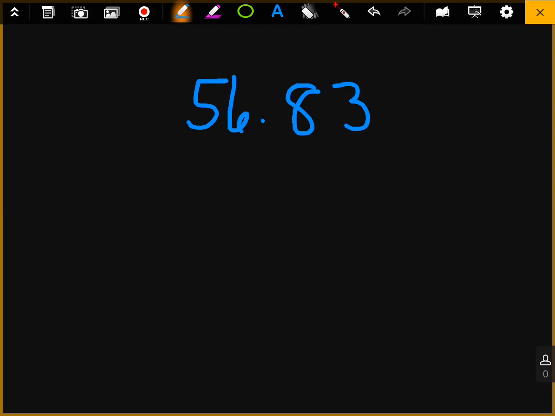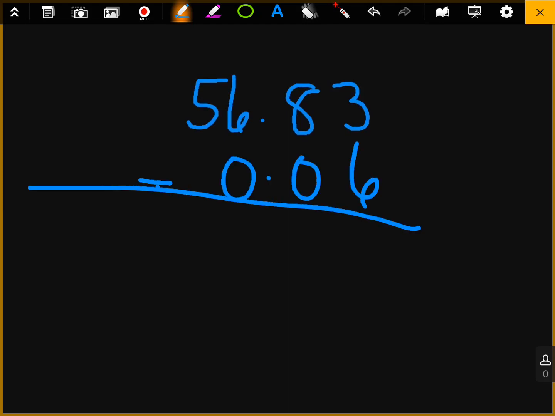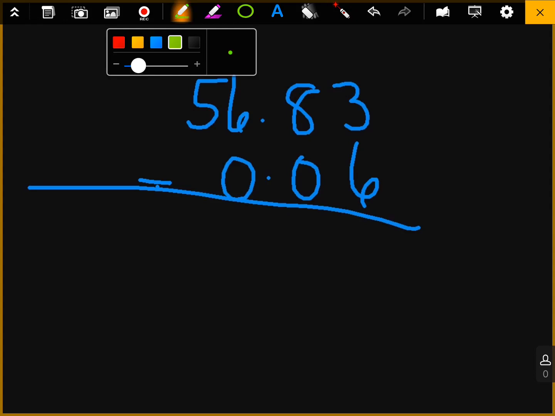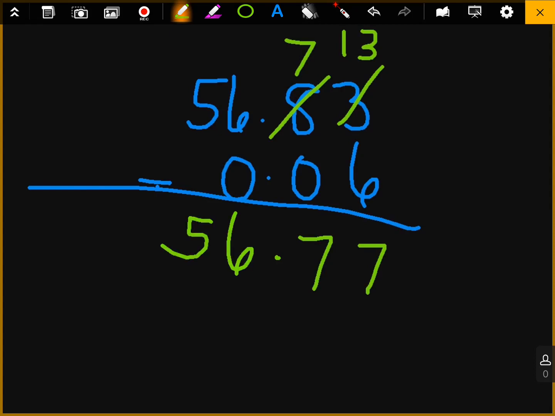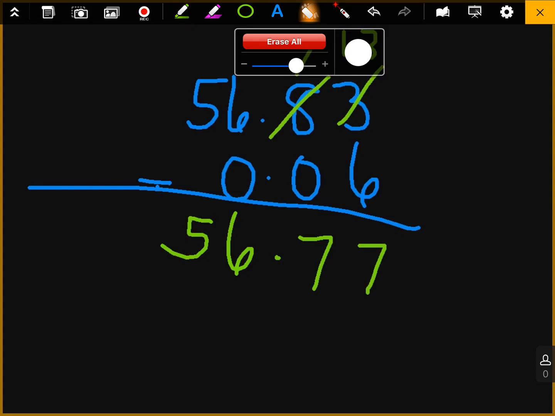56.83 minus 0.06. Make sure your decimals are lined up. Now we need to regroup because the 3 here is smaller than the 6. So we add 10, or put a 1 in front of it. And we take 1 from next door, and that turns into a 7. 13 minus 6 is 7. 7 minus 0 is 7. Okay? Bring down your decimal. 6 minus 0 is 6, and 5 minus 0 is 5. Our answer is 56.77. All right.